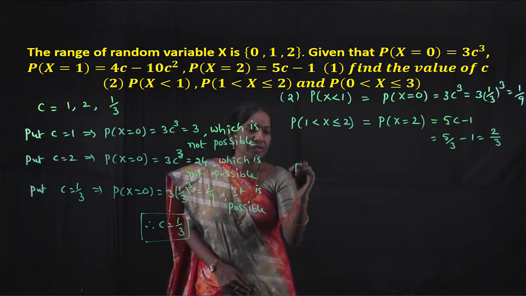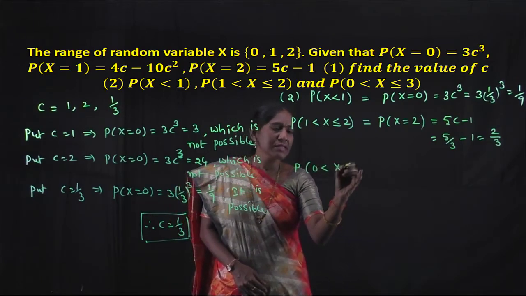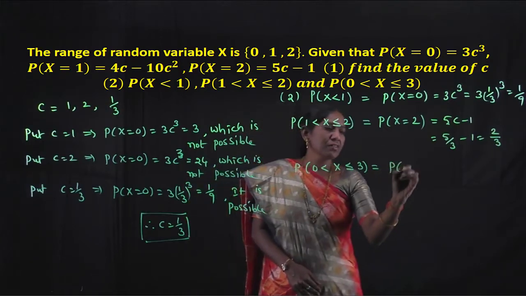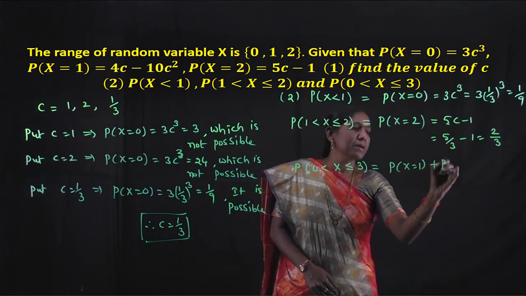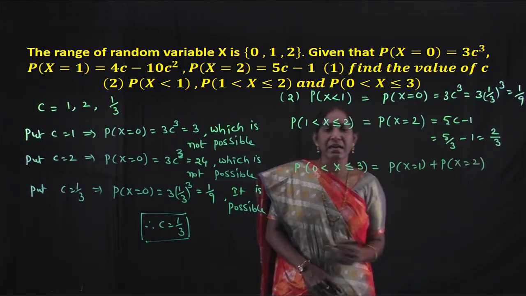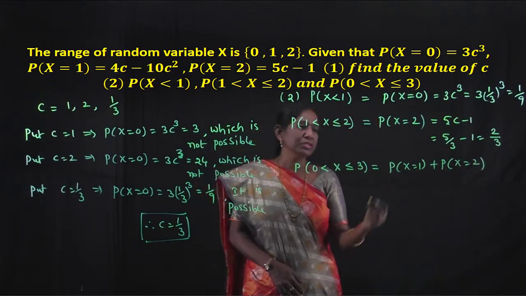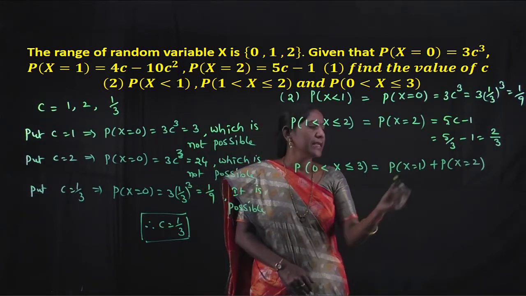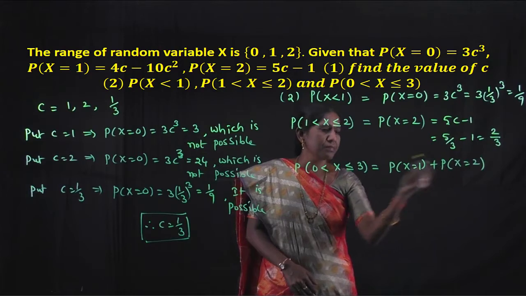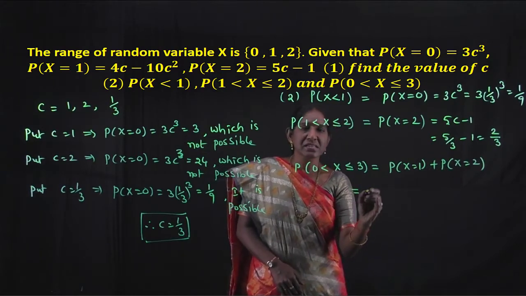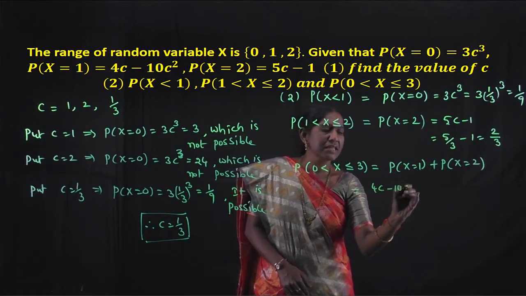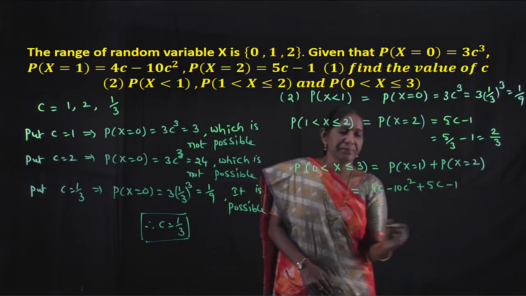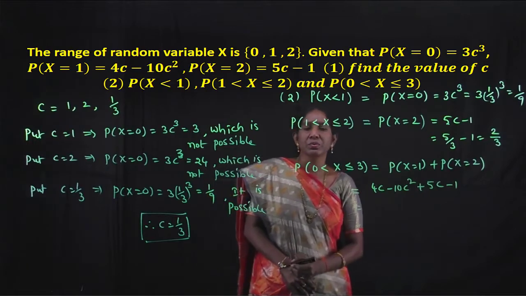And next we have to find P of 0 less than x less than or equal to 3. Then it is P of x equal to 1 plus P of x equal to 2, given the random variable range 0, 1, 2. Satisfying this 0 less than x less than or equal to 3, it is P of x equal to 1 plus P of x equal to 2. P of x equal to 1 is 4c minus 10c square, plus P of x equal to 2 is 5c minus 1. Put the value c equal to 1 by 3.